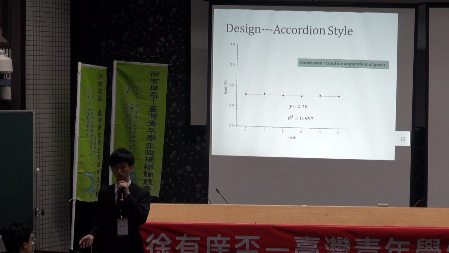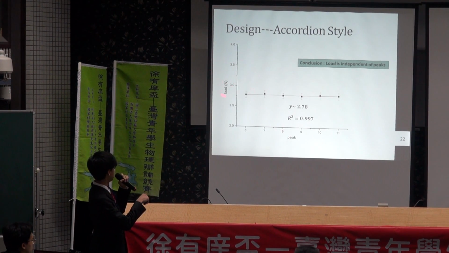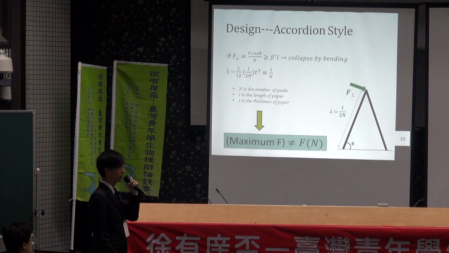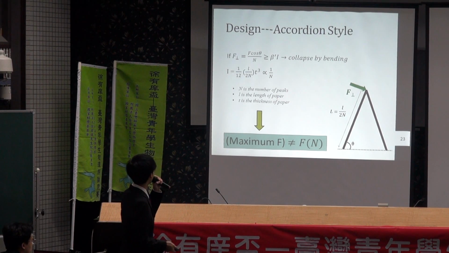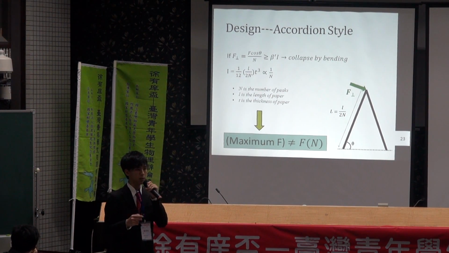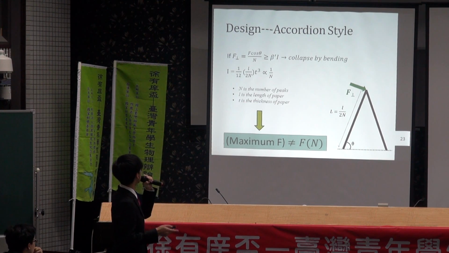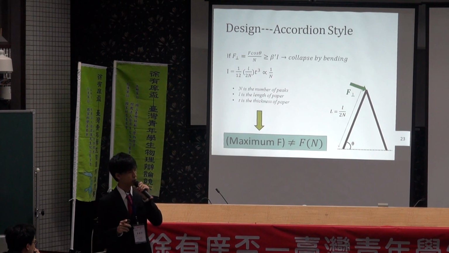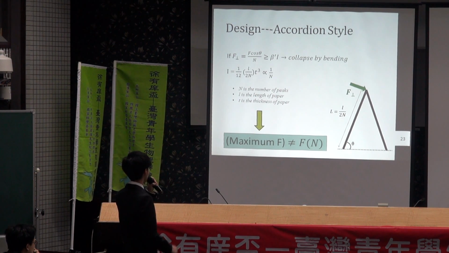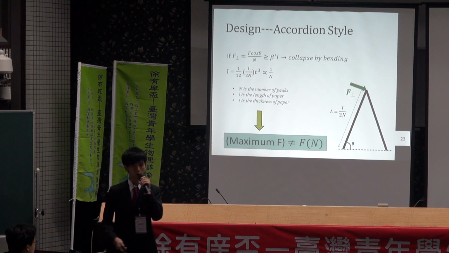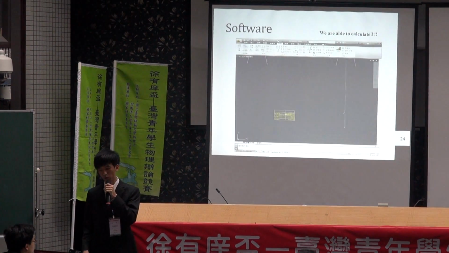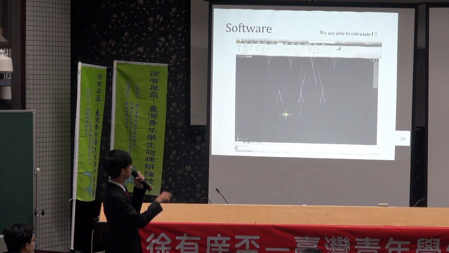And here's the right part of the graph. As you can see, the force is independent of the peaks. And here's our discussion. If the perpendicular force is bigger than B multiplied by I, the collapse is by bending. So I for this shape is proportional to 1 over n. So we can know that the maximum force has nothing to do with the peaks. And here's the software we use to calculate the second moment of inertia.